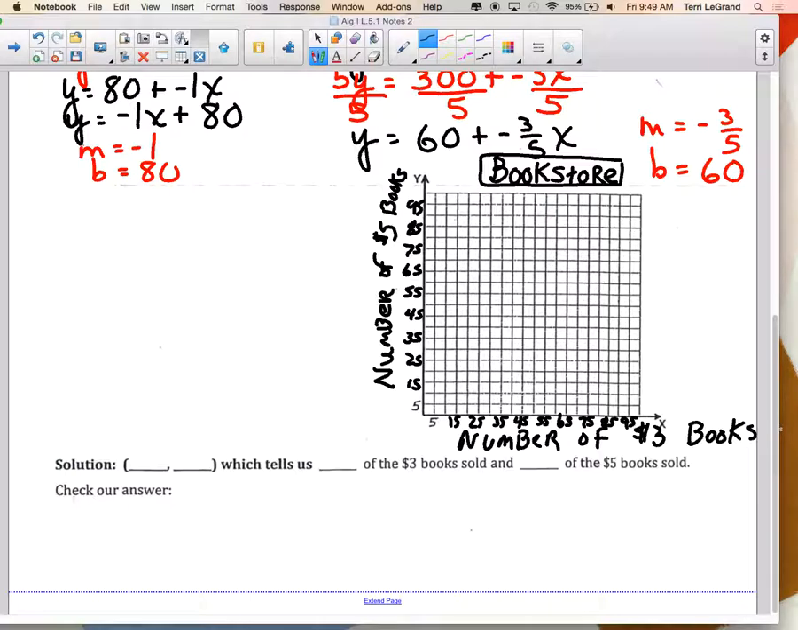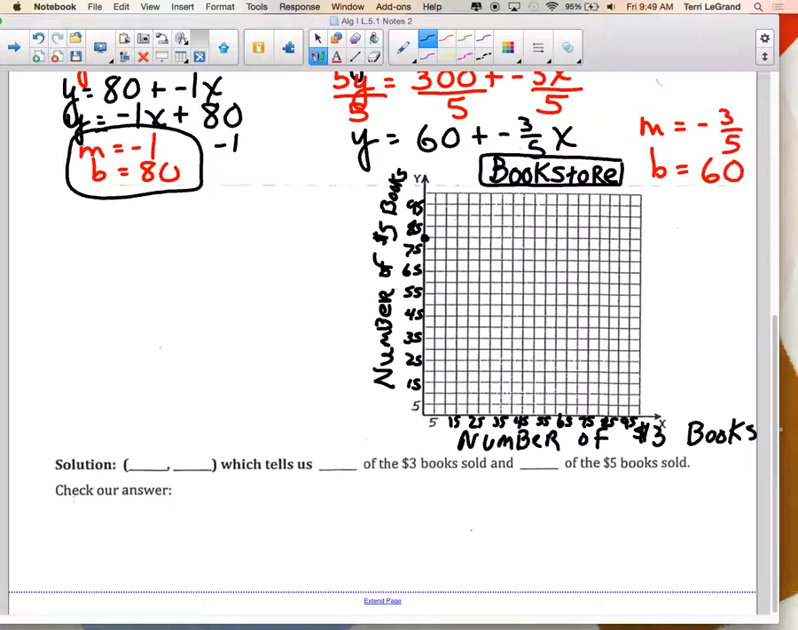When both axes are not going by just 1 unit at a time, do we have to pay attention to that? Would that be important? Yeah, because for this first one, it starts at 80. It has a y-intercept of 80, right here, and its slope is -1.